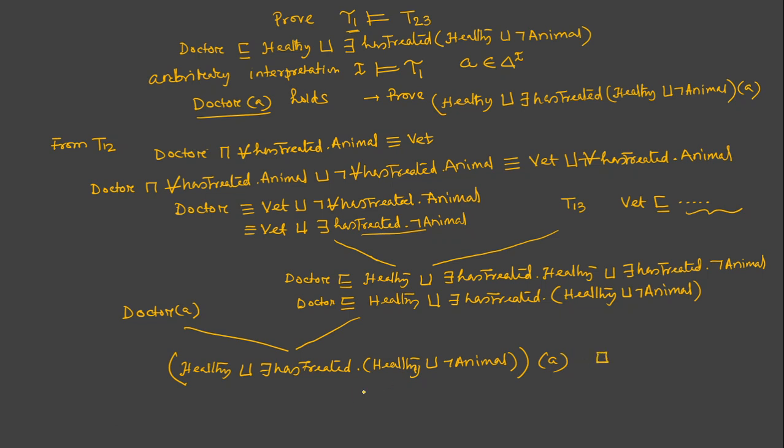So we have proven that T1 models T23, right? And in that sense, we can say that T1 models T2. Earlier we have proven that T2 models the T box T1, and if we combine these two, we can say that T1 is equivalent to the T box T2. So this is how we can prove that two T boxes are equivalent to each other, right?